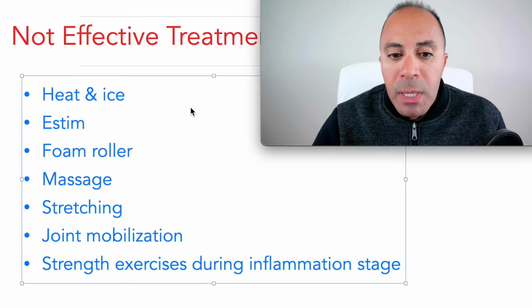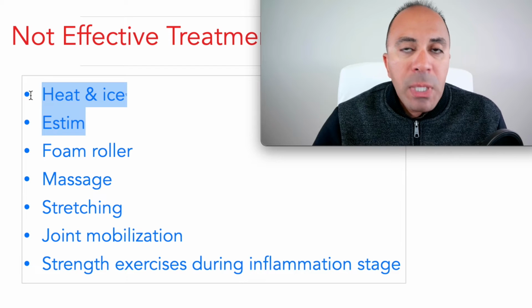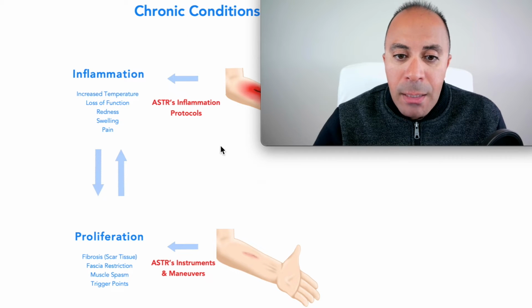So one of the common things that have been used is ice and steam and heat, and based on the studies, they provide temporary pain relief. But when we look at the normal healing cycle, it's not going to do much to the inflammation and proliferation. It's basically masking the symptoms.